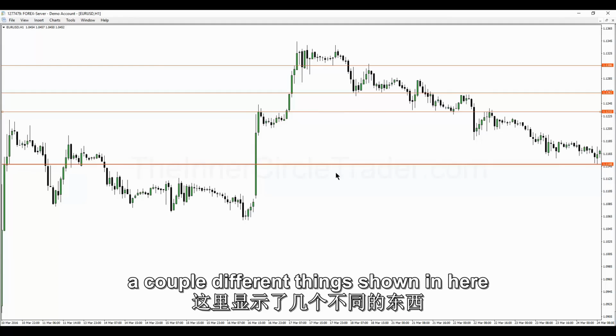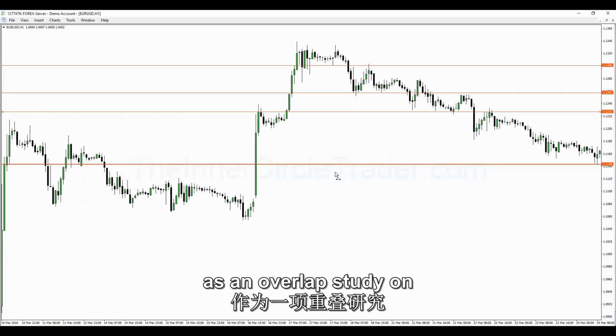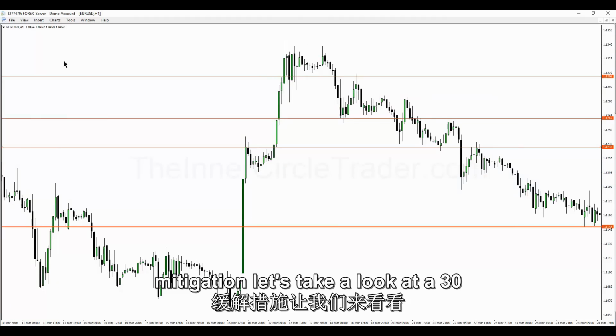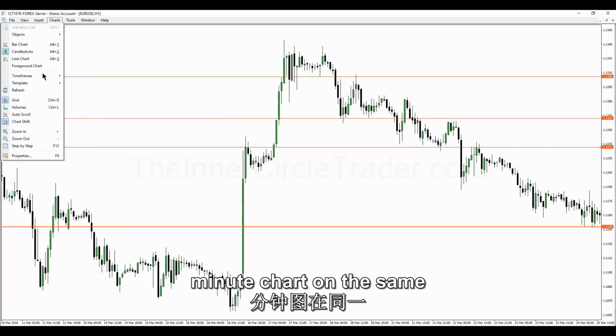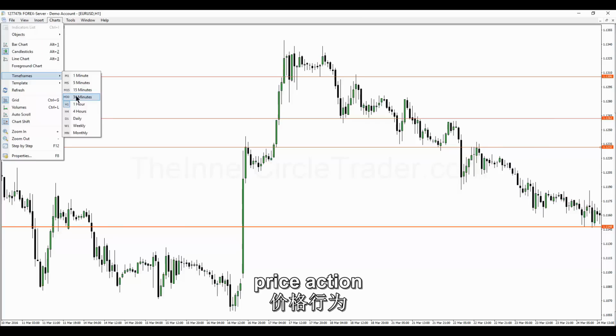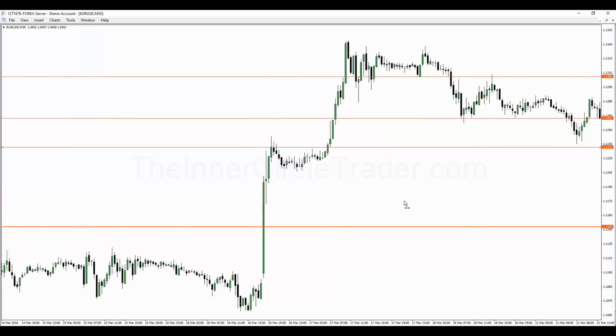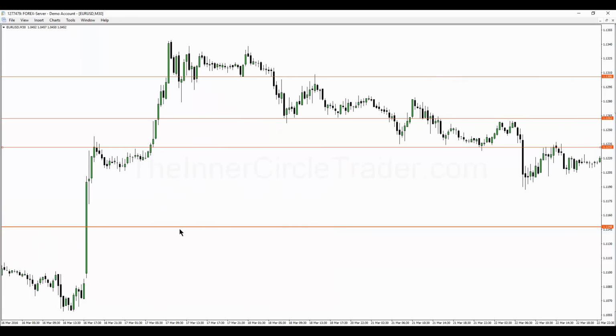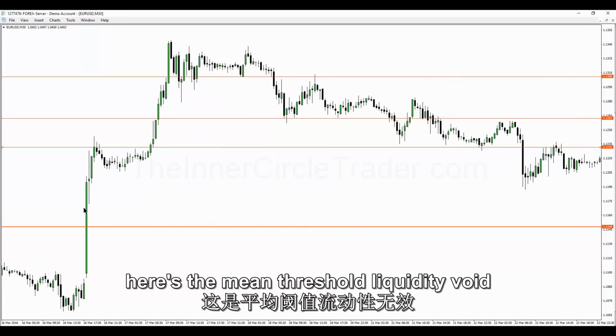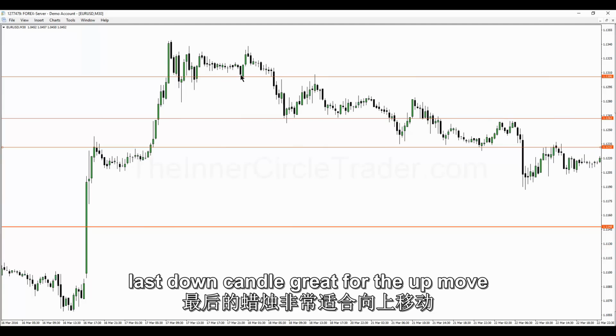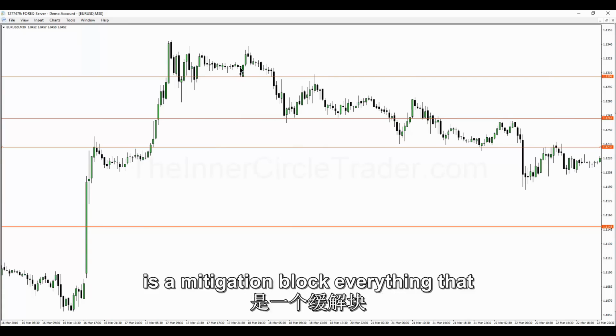So a couple different things shown in here as an overlap study on mitigation. Let's take a look at a 30-minute chart on the same price action. Here's the mean threshold of the liquidity void. Last down candle, right for the up move. Price hits it, sell it right there. This is a mitigation block.